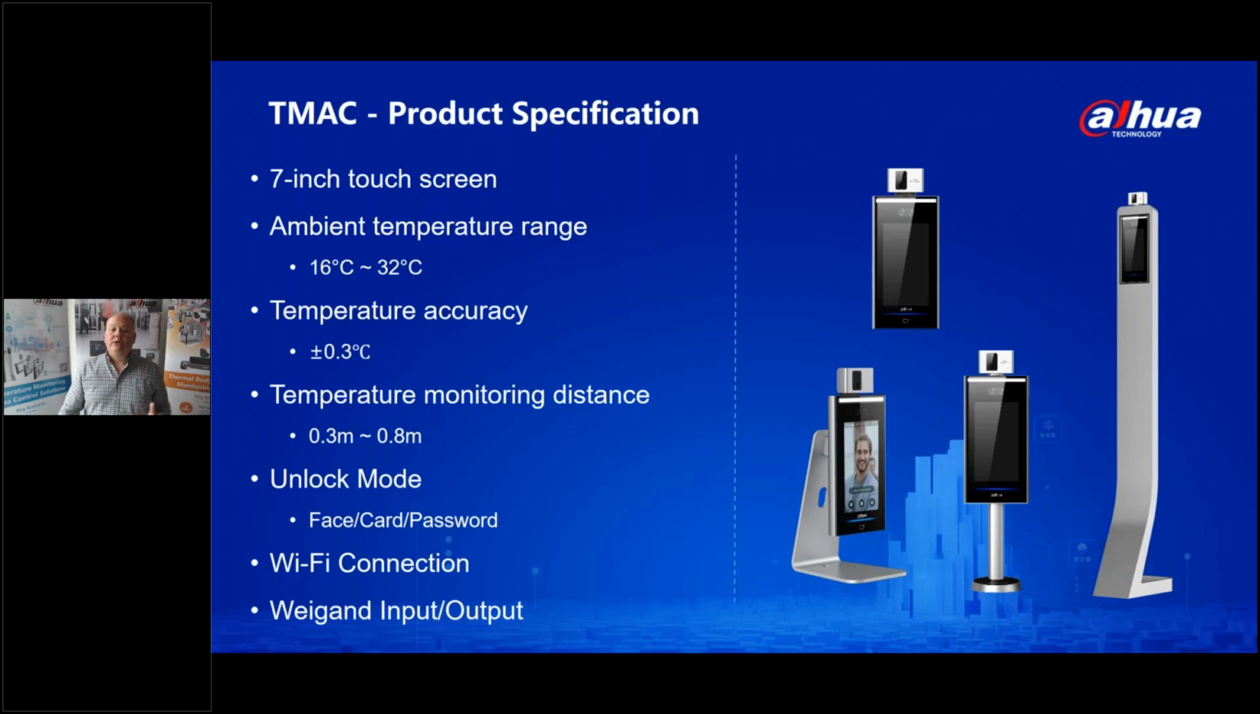The unlock mode can be through facial recognition, through RFID card, or through the manual entry of a password. It has a Wi-Fi connection, so it can be connected across a Wi-Fi system, and it also has a Wiegand output for easy integration to access control. And you can see the 4 images there. These are the different solutions. Let's take a look at that in a little bit more detail.